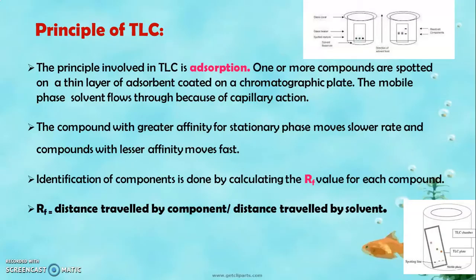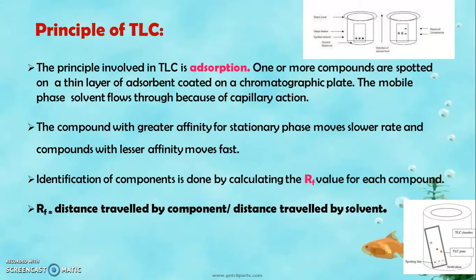So the principle of thin layer chromatography. The principle involved in thin layer chromatography is adsorption. One or more compounds are separated on the thin layer of adsorbent coated on a chromatographic plate. The mobile phase solvent flows through because of capillary action. The compound with the greater affinity for the stationary phase moves at a slower rate, while those having lesser affinity move fast along with the mobile phase.